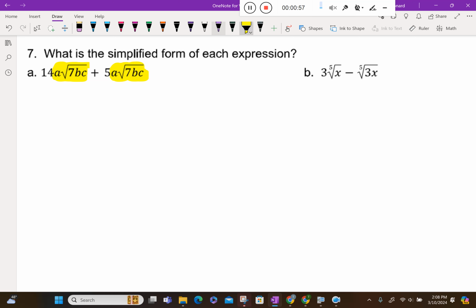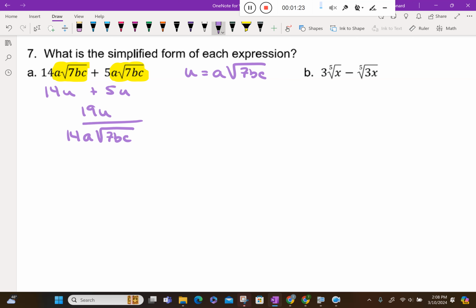So this is like saying, if I used a u substitution of a times the square root of 7bc, this problem is just 14u plus 5u, which you know is 19u. We can go back and put in the actual original expression and say, okay, that means our answer is 19 times a times the square root of 7bc.